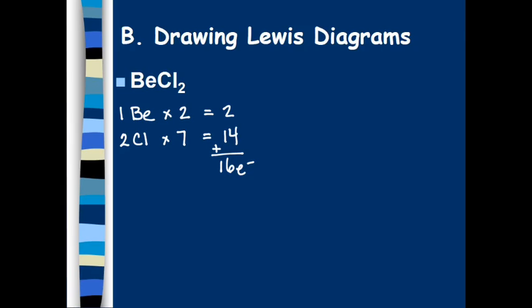Again, this is how many atoms of each element, and this represents how many valence electrons based on the group the element is in. Step number 2, arrange your singular atom in the middle. Well, beryllium is singular. There's only 1 atom of it, so it goes in the middle.